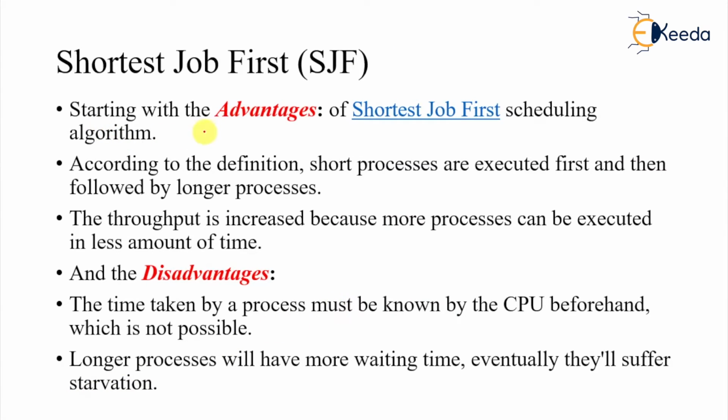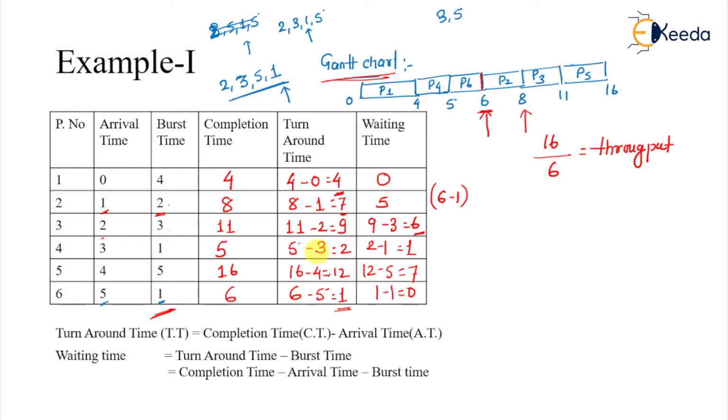Now, starting with the advantage of the shortest job first scheduling algorithm. According to the definition, short processes are executed first, followed by the longer processes. The throughput is increased because more processes can be executed in less time. So this is one advantage, that you have better throughput. I have 16 by 6, and suppose I had completed this in order, right?